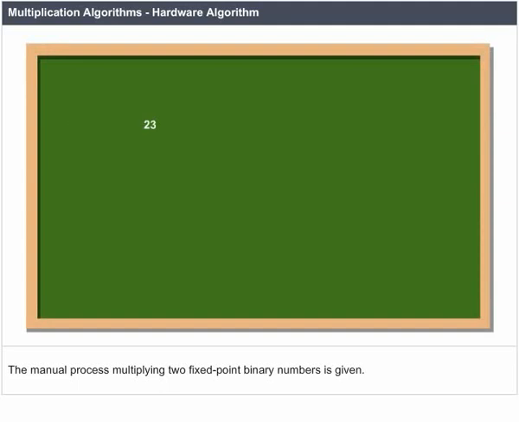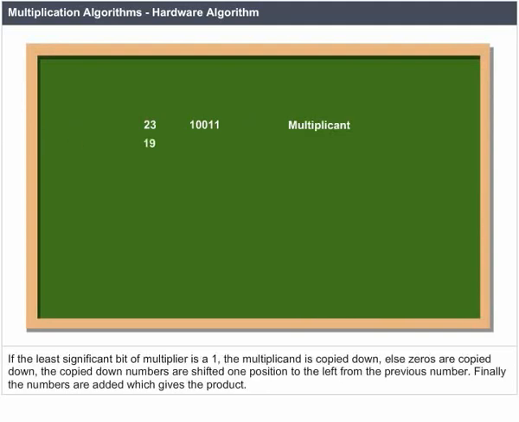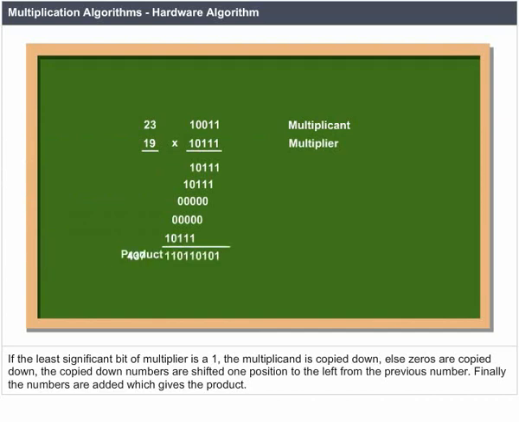Multiplication algorithms, hardware algorithm. The manual process of multiplying two fixed-point binary numbers is given. If the least significant bit of the multiplier is a 1, the multiplicand is copied down, else zeros are copied down. The copied down numbers are shifted one position to the left from the previous number. Finally, the numbers are added, which gives the product.